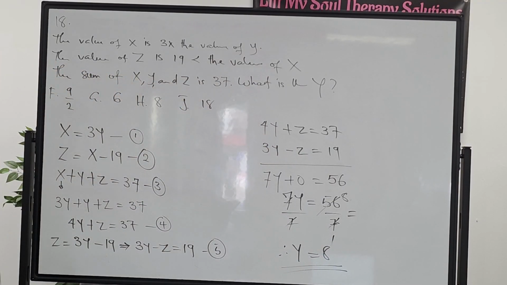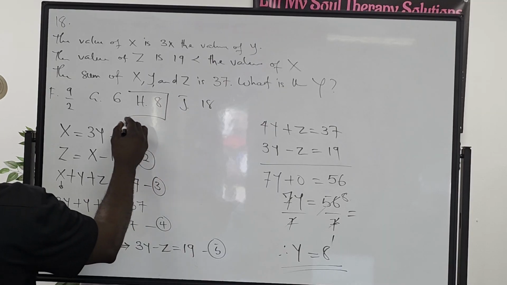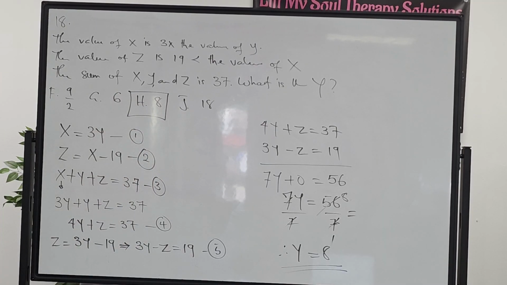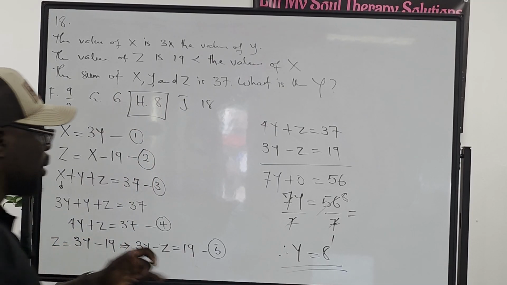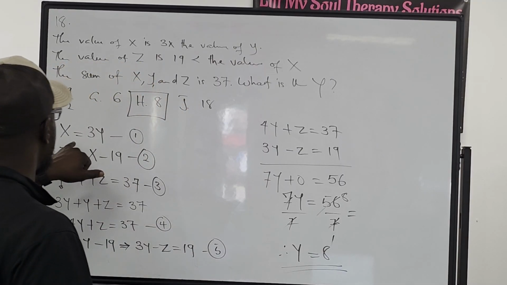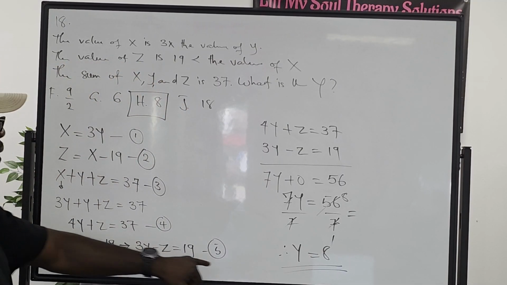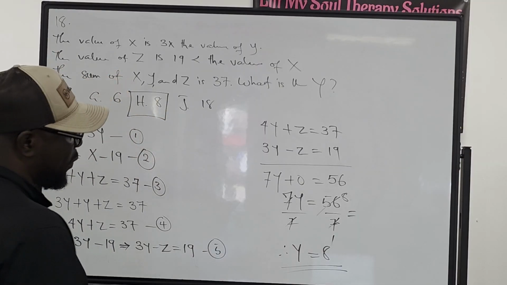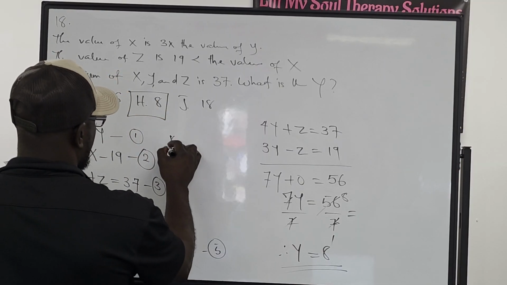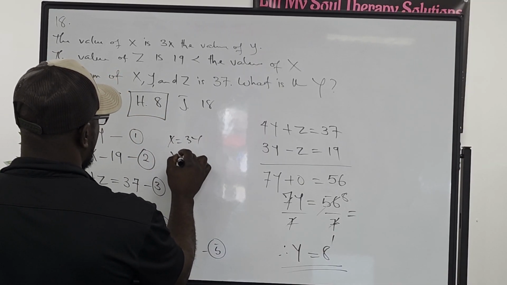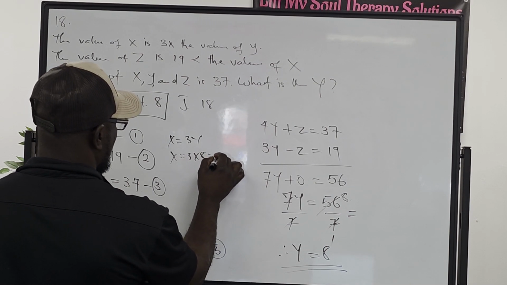And that is option H. If you were asked to calculate what x is going to be, then all you have to do is, since x is 3 times y, your x is going to be 3 times 8, and that is 24.